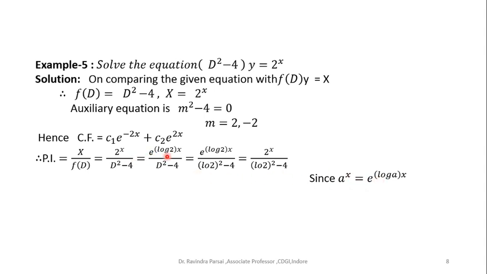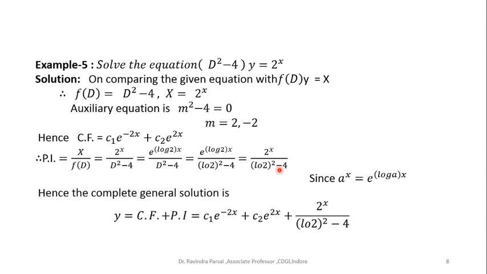So this gives you log of 2 of x upon D square minus 4. So in place of D in the denominator you put a, which is log of 2, so it is 2 to the power x upon log of 2 whole square minus 4. You can write this again in the original form: 2 raised to x upon log of 2 whole square minus 4. Hence the complete general solution of your given problem is obtained by adding both values, CF plus PI.